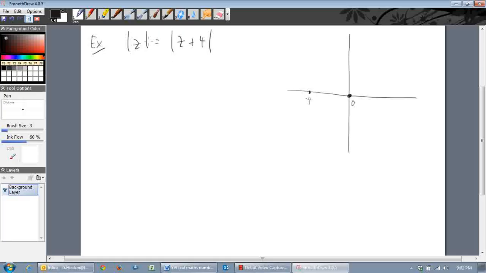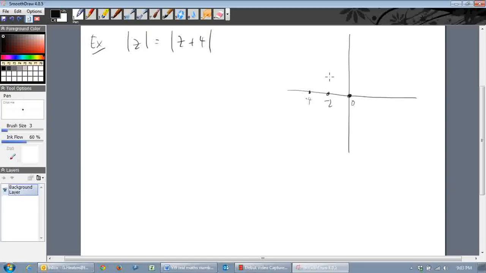It's saying that for each of these points z, where is the distance to 0 the same as the distance to -4? Let's try to pick a point that's the same distance from -4 as it is from 0. Right in the middle there, at -2, that'll be one. This is saying that the distance from z to -4 is equal to the distance to 0. That's the one point there that we can choose.